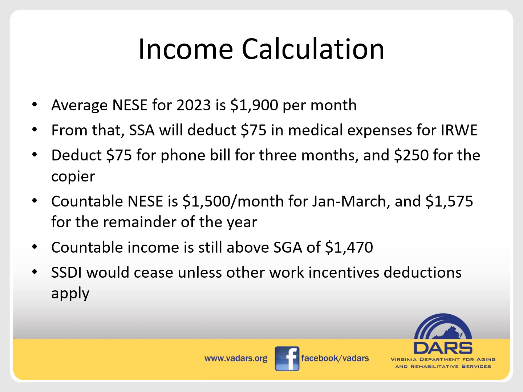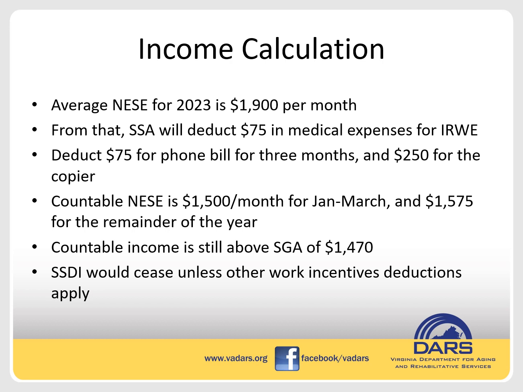From that, Social Security will deduct $75 a month in medical expenses for the IRWI. Remember, going back to that slide, we talked about how she had $75 a month that she was paying for copays out of pocket for physical therapy. So that was an expense we identified as an IRWI.